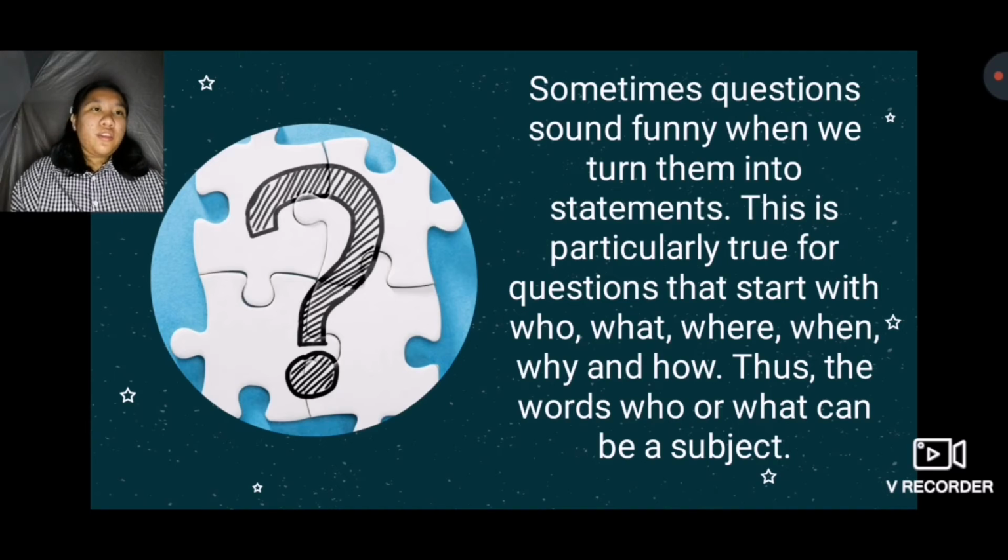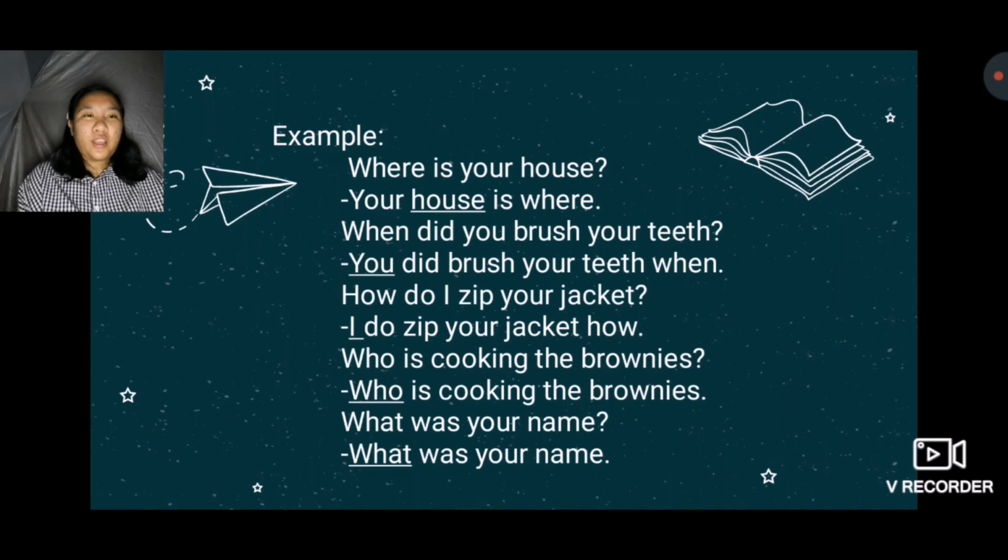However, there are times that questions sound funny when we turn them into statements. This is particularly true for questions that start with who, what, where, when, why, and how. Thus, the words who or what can be a subject. So let's go for the examples. First, where is your house? If we turn this into a statement, the result will be your house is where? Sounds funny, right? But that's just how it is. So the word house here is our subject.